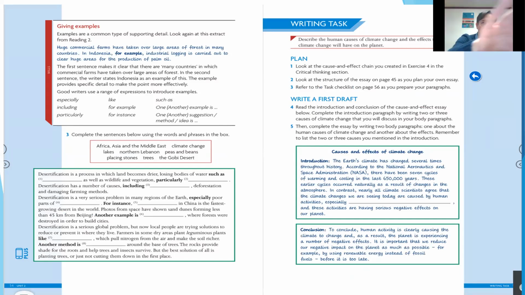So look at the language that you can use when you're giving examples. Especially, including, particularly, like, for example, for instance, such as. So when you're giving examples, you don't always have to put for example. You can also use those other words or phrases. Remember what I told you. Don't repeat the same words or phrases too much when you are writing. You can use the language here on page 54.